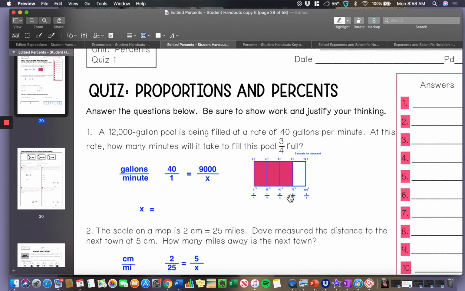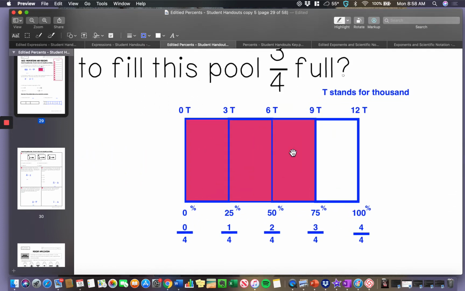And if you're wondering where I got 9,000 from, because they did tell us that it is a 12,000 gallon pool. Well, we don't want the whole pool to be filled up. We only want 3/4 of it. So I set up one of my tables and I used T to stand for 1,000. So for example, 3,000, 6,000, 9,000, and 12,000. Well, 3,000 is 25% or 1/4 of the pool. So what is 25% of 12,000?